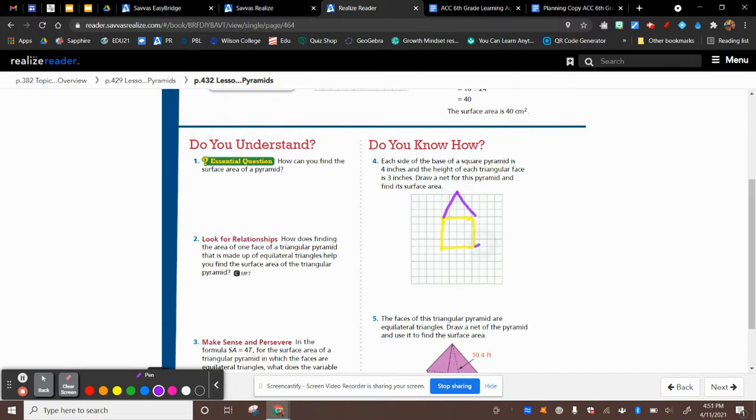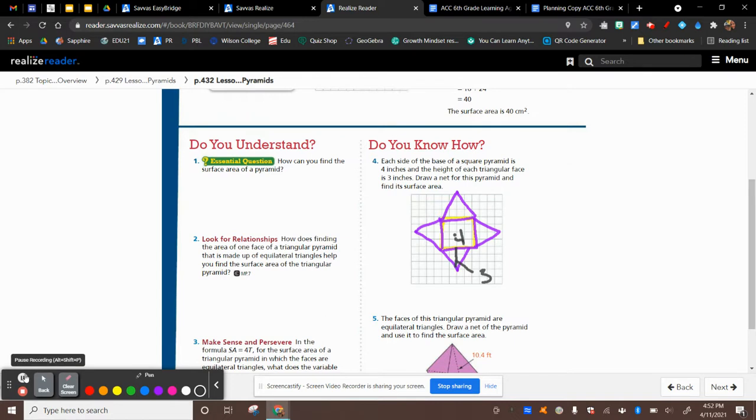I can do the same here, height. And height. And height. So those are my triangular faces. The height is 3, and then the box at the bottom, the square, is 4. There's my net. So now I want to find the surface area. If I know that this height is 3, I'm going to just do my 3 out here. And I know this is 4. I can find my surface area.